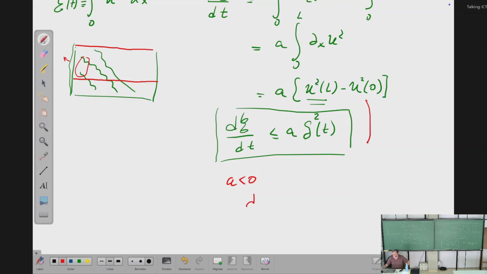So in that case, I will get d dt less or equal to a times, now a is, okay, put this here, g of, let's call this gL and this g0 of t, okay? And this I don't have to give. So in both cases I get a contribution.